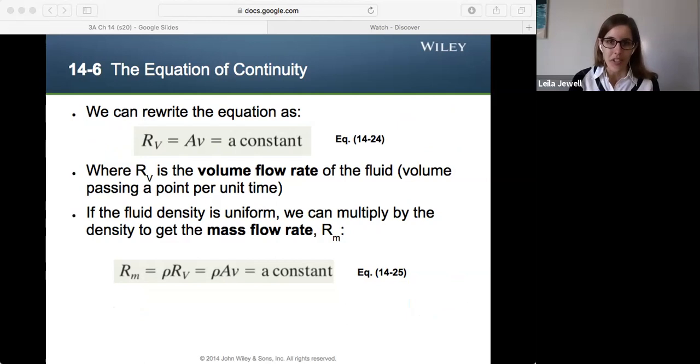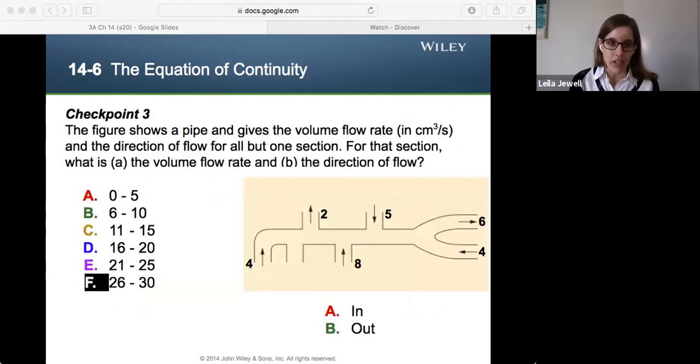All right, let's look at a checkpoint. It says the figure shows a pipe and gives the volume flow rate in cubic centimeters per second and the direction of the flow for all but one section. For that section, what is A, the volume flow rate, and B, the direction of flow? So I'd like you to think this through, so go ahead and hit pause now. Okay. Did you hit pause? Did you come up with an answer? I'm going to trust yes.